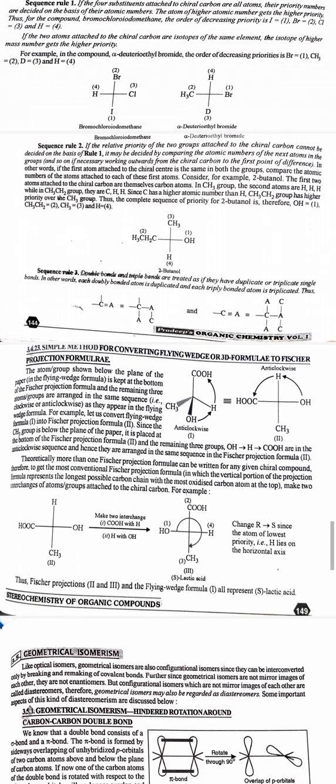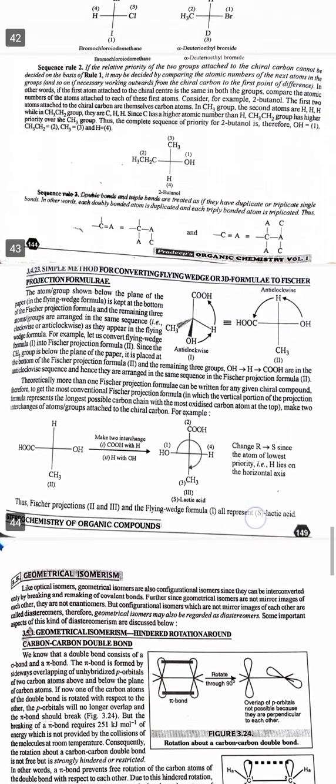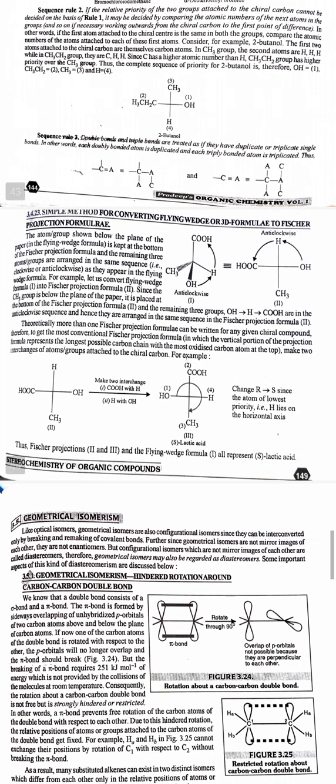Sequence rule 2: if the relative priority of two groups attached to the chiral carbon cannot be decided on the basis of rule 1, it may be decided by comparing the atomic numbers of the next atoms in the groups, moving away from the chiral carbon to the first point of difference. Sequence rule 3: double bonds and triple bonds are treated as if they have duplicate or triplicate single bonds. In other words, each doubly bonded atom is duplicated, and each triply bonded atom is triplicated.